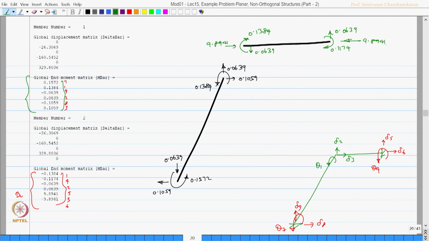So, friends, this problem was applied with a load of 10 kilonewton here, which amounts to 9.841 plus 10, so it is exactly matching. That is how the problem is solved. It is very interesting.